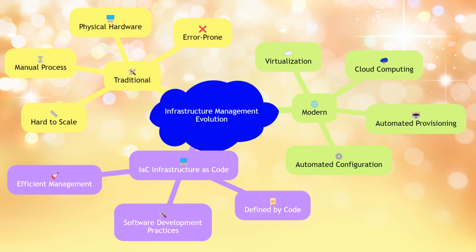Traditionally, infrastructure management was a manual process involving physical hardware setup and configuration. This method was time-consuming, error-prone, and difficult to scale. With the advent of virtualization and cloud computing, infrastructure management evolved to include automated provisioning and configuration. IaC represents the latest evolution, enabling infrastructure to be defined and managed through code, bringing software development practices to infrastructure management.